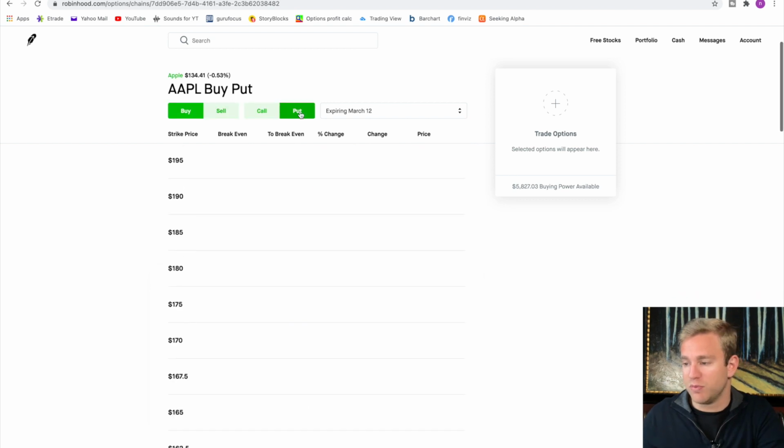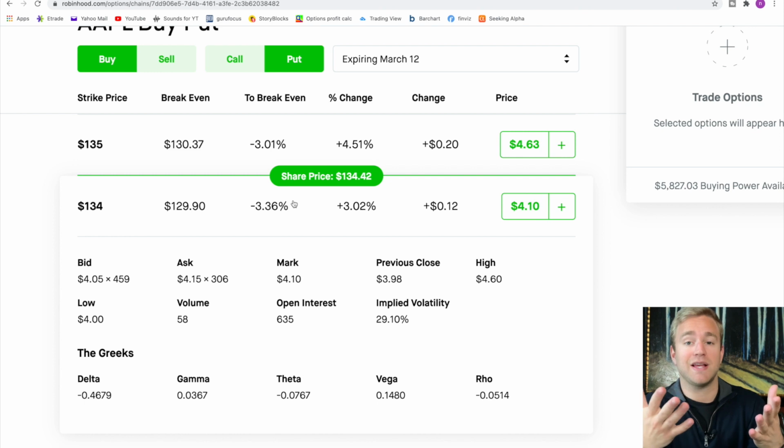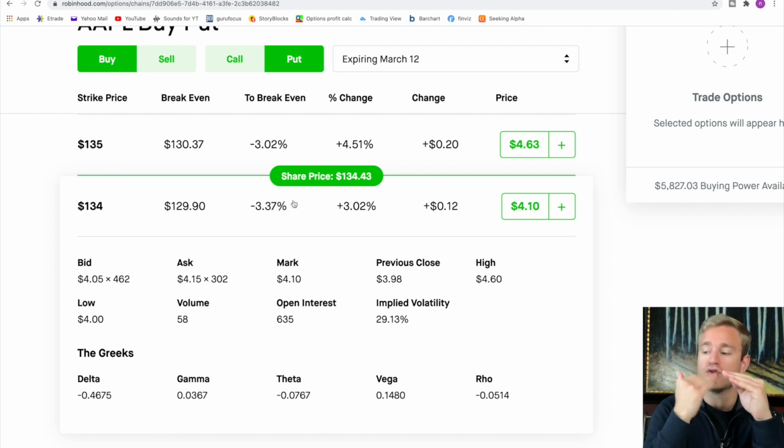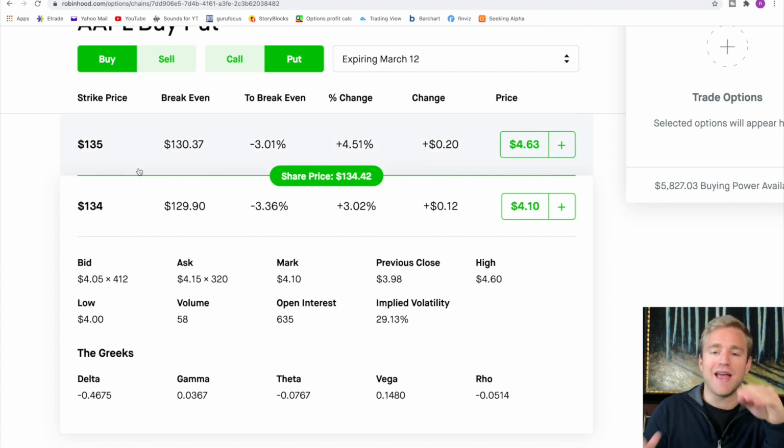So in the case where we thought Apple was going to go down, instead of buying a call option, let's say we bought a put option. So we toggled the put option and we buy this put option here that costs $413. So let's say that a few days later, the price of Apple drops down to $100 per share. Well, because you bought a put option, which gives you the right to sell 100 shares at the strike price, if the price of Apple goes down to $100, but you have the right to sell it at $134, well, you would be selling it at a higher price than what it costs. So if you're selling it for a higher price, you would be making more money.